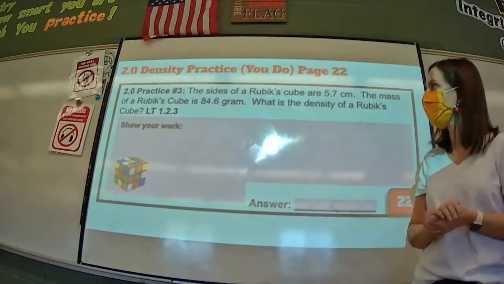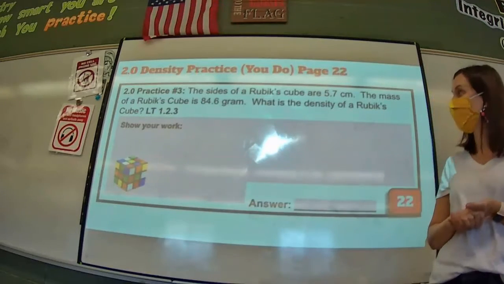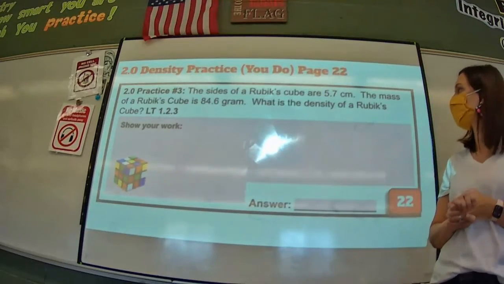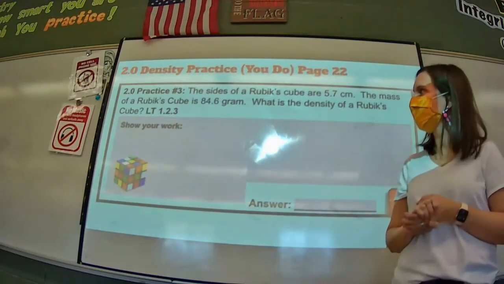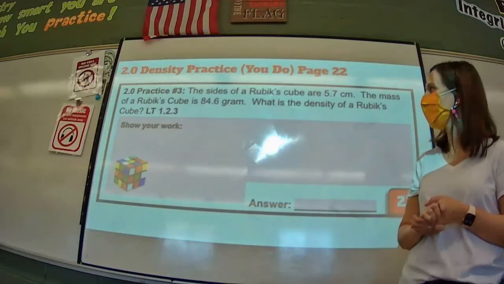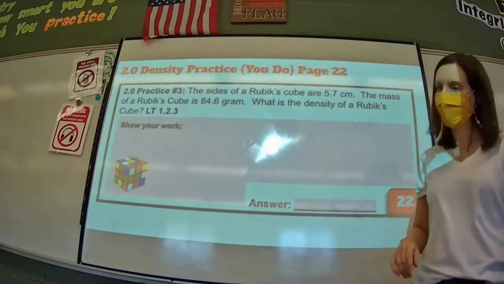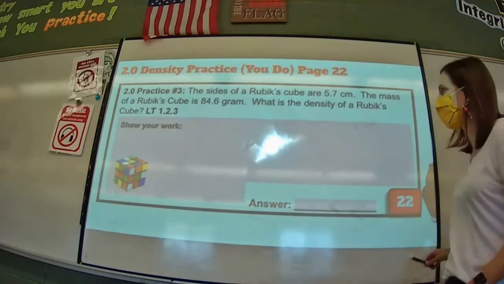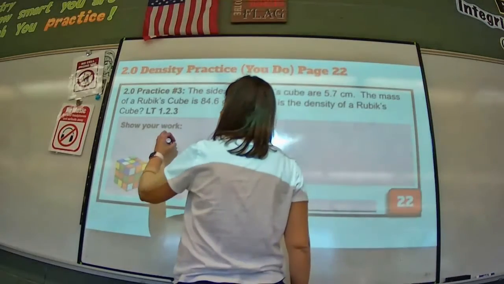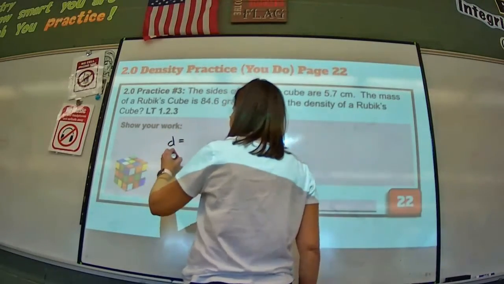Okay, so we're going to do the last problem. It says the size of a Rubik's Cube are 5.7 centimeters. The mass of the Rubik's Cube is 84.6 grams. What is the density of the Rubik's Cube? So again, starting our problem the same way as we always have, we're going to write down D equals, M equals, and V equals. And we're going to figure out what those things are.